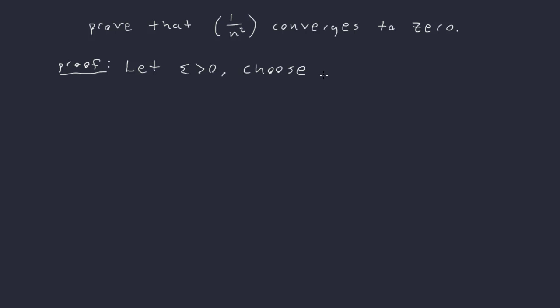hopefully there's some construction going on next door. Hopefully you can't hear that. So, sorry. But choose capital N to be greater than 1 over the square root of epsilon.